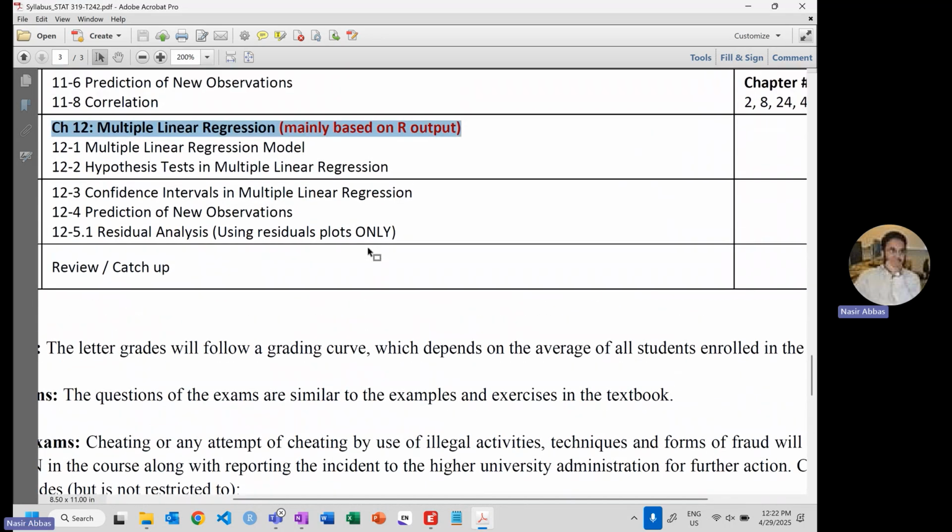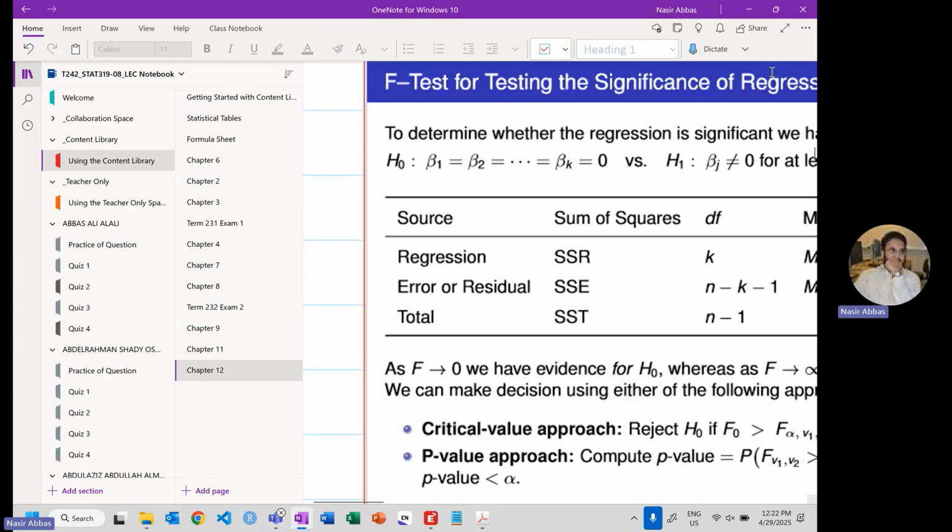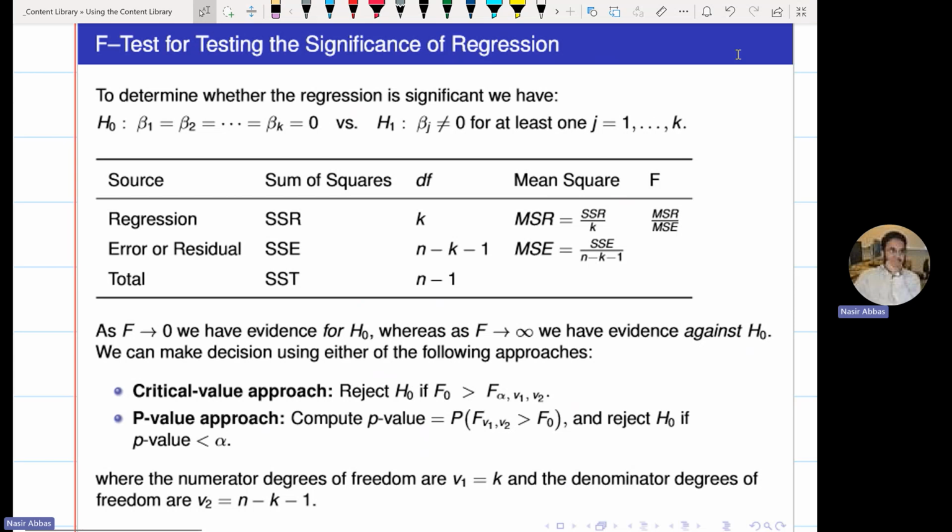That from chapter 12, we don't expect you to do any calculations. All the questions will be based on R outputs. In what form will we give you the R outputs? We will give you this kind of table. This table is called the analysis of variance table. Sometimes you will see the title of this table as ANOVA, which is a short form of analysis of variance.